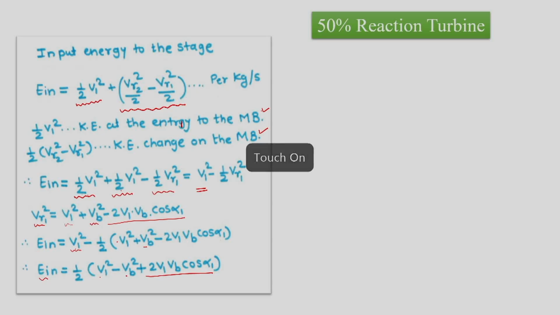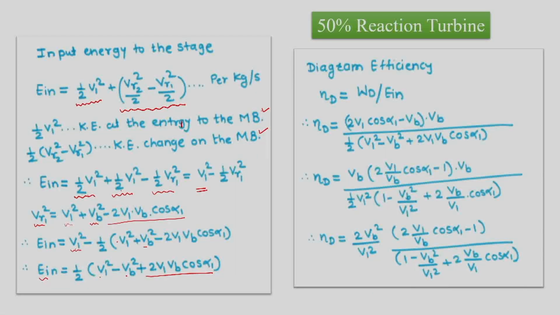Having known the input kinetic energy, we can now find out what is the diagram efficiency for 50% reaction turbine. So it is equal to blading efficiency or diagram efficiency is work done divided by E in, and we knew earlier that work done is twice V1 cos alpha 1 minus VB into VB divided by half V1 square minus VB square plus twice V1 VB cos alpha 1.